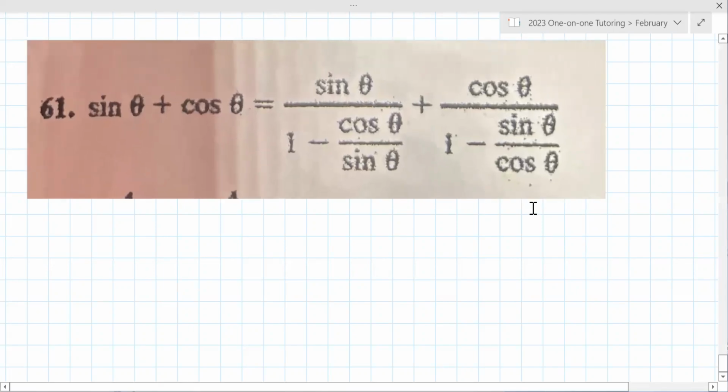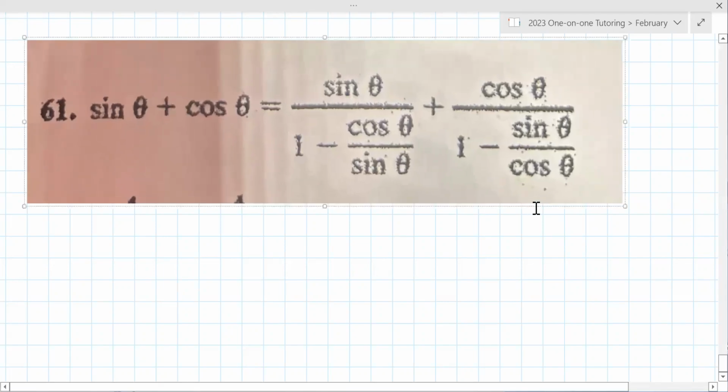We do 61. Yes, let's do 61 here. So you should say, okay, the right hand side is more complicated than the left. That's pretty clear here. Now I think what they're trying to do is help you out here by saying make the common denominator on the bottom here.